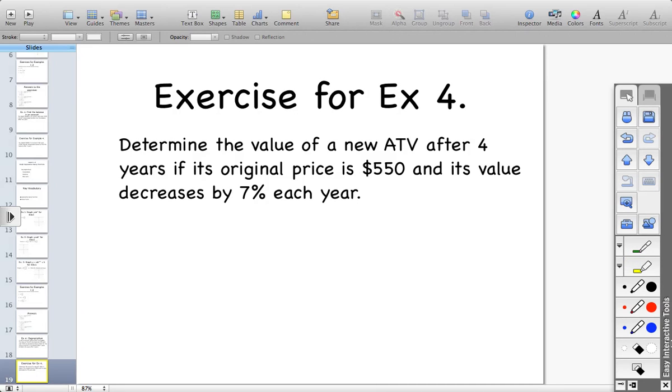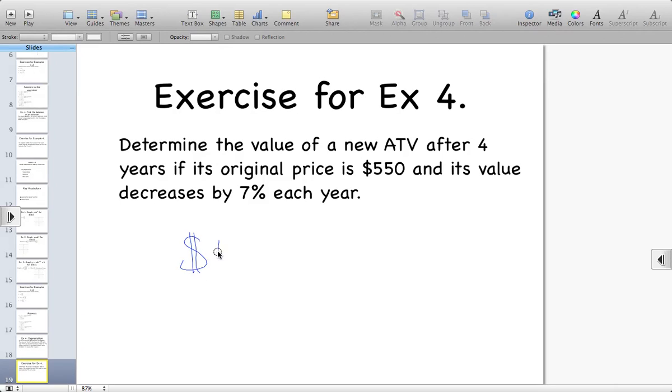All right, so hopefully you have had a chance to solve that. And the answer is $411.29. So again, if you have questions, please make note and we'll talk about it in class.